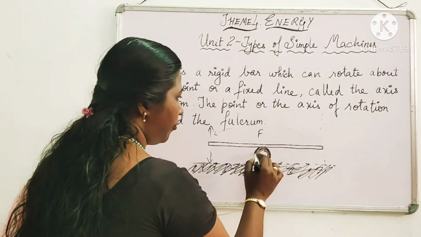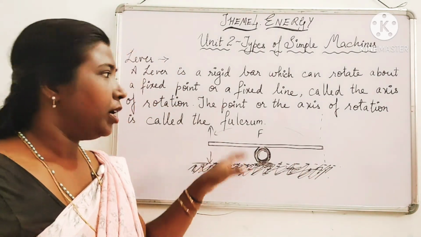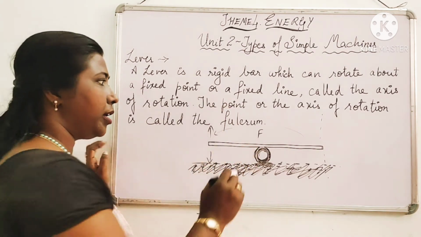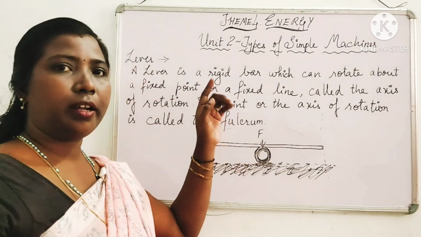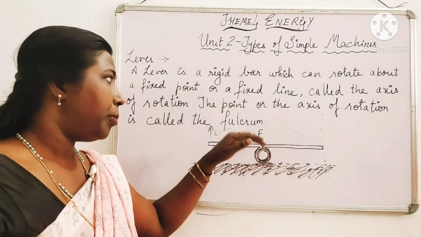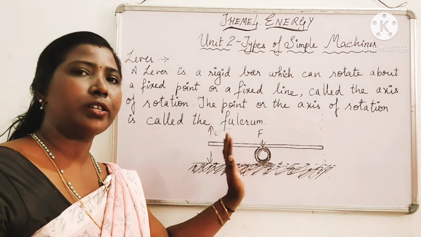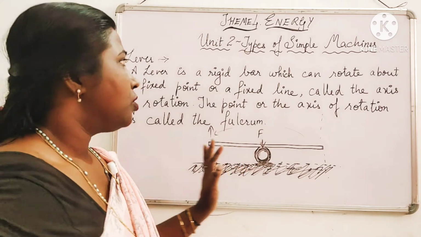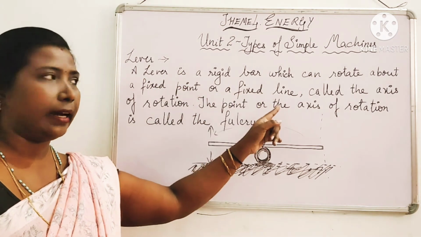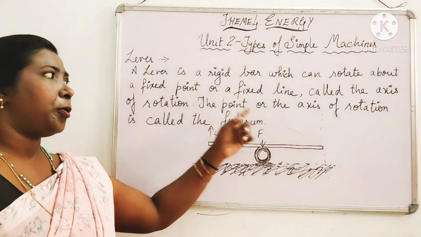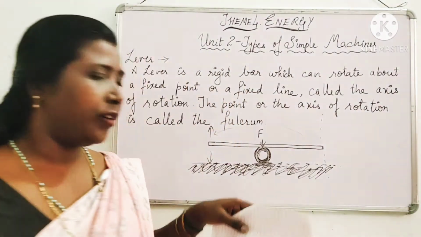The fulcrum is where this rigid bar takes rotation. The axis of rotation part is called the fulcrum. The fulcrum will be at a fixed point; it will not move. Clear, students? So, a lever is a rigid bar which can rotate about a fixed point or a fixed line called the axis of rotation. The point or the axis of rotation is called the fulcrum.